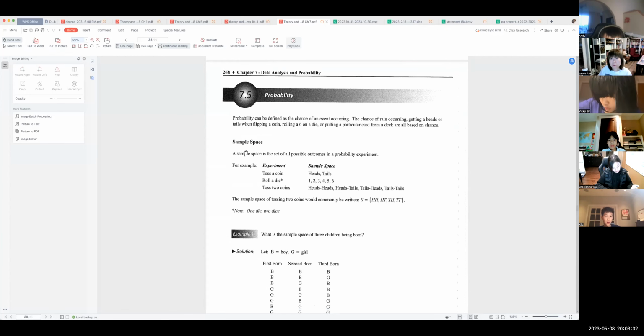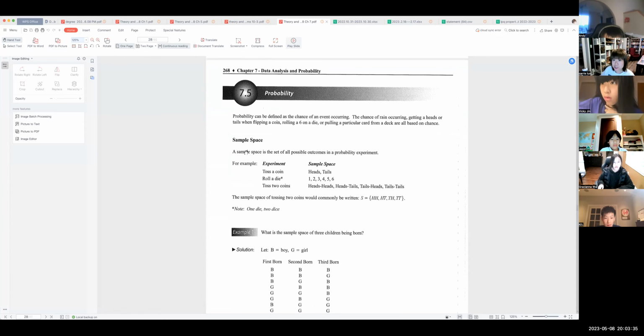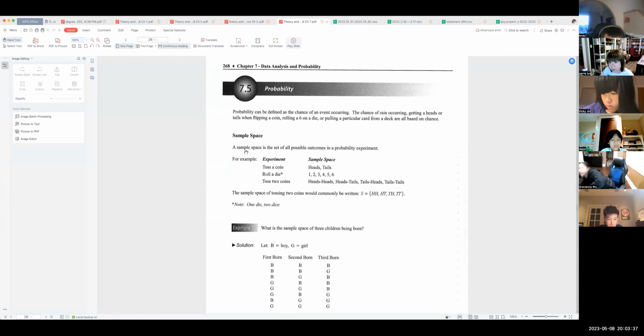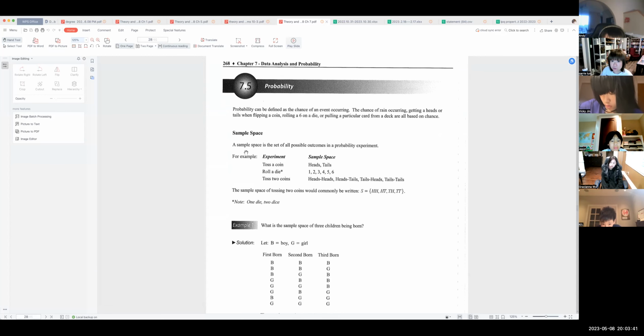So probability can be defined as the chance of an event occurring. The chance of rain occurring, getting heads or tails when flipping a coin, rolling a 6 on a die, or pulling a particular card from a deck are all based on chances, right? For instance, I have a coin, right? I flipped a coin, either I get head or tail, correct? I can only get heads or tails.